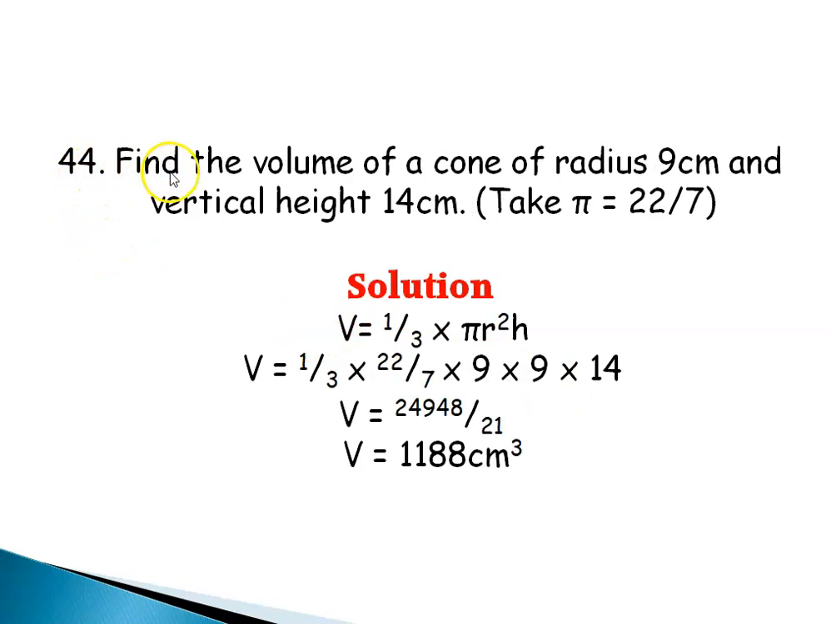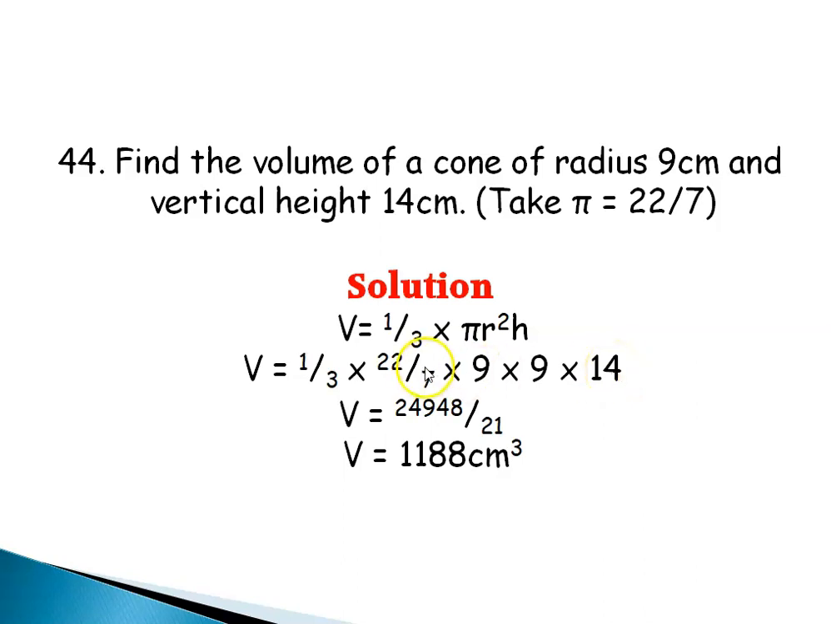Question 44. Find the volume of a cone of radius 9 cm and vertical height 14 cm. Take your pi to be 22 over 7. Alright, it's important that you know the formula for finding the volume of a cone. And that formula is 1 over 3 multiplied by pi r square h. Is that taken? So 1 over 3 multiplied by, remember our pi is 22 over 7, times the radius is 9, so 9 times 9, and the height is 14.